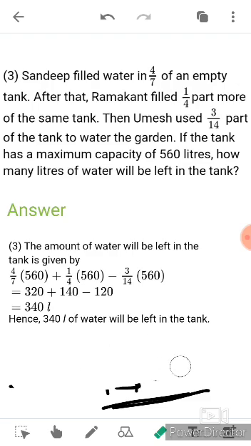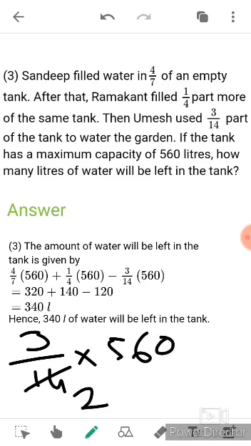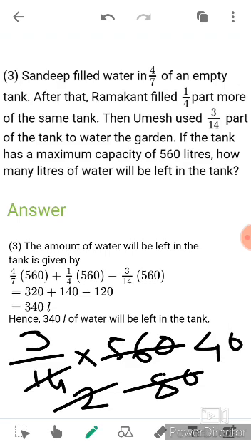So students, 320 plus 140 liters, then minus 120, because 3 upon 14 multiplied by 560, 7 2s are 14, and read the table of 7 up to 8. 7 8s are 56. 0 as it is. Then again we can divide this by 2. 2 ones are 2. 2 fours are 8, means 40. 0 as it is. 3 fours are 12. 120. 0 as it is.